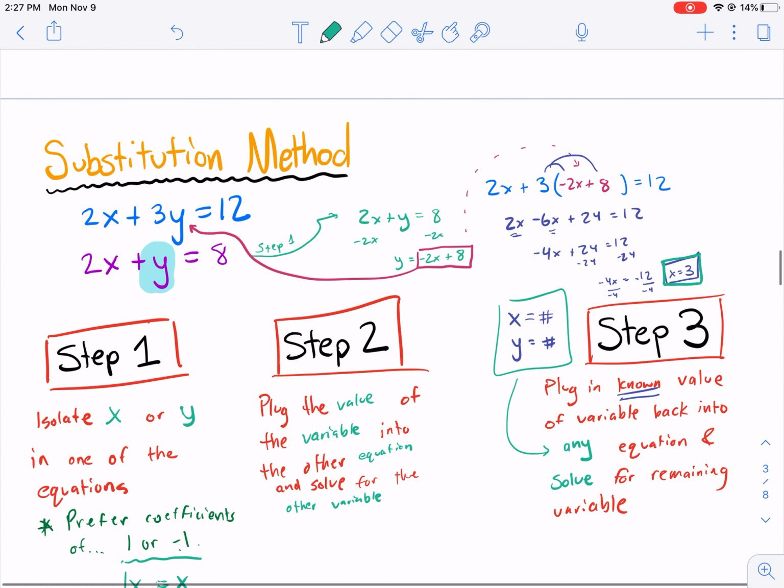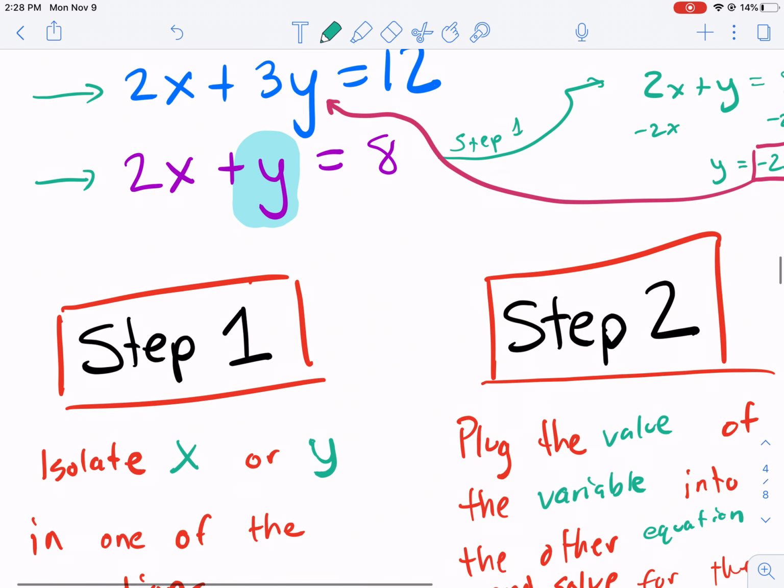So now we need to solve for y. It doesn't matter which equation we plug it into. We could even plug it into this one right here. Usually what you do is plug it into one of the originals, either this one or this one. I like the bottom one because the y is already by itself. That's a strategy you can use.